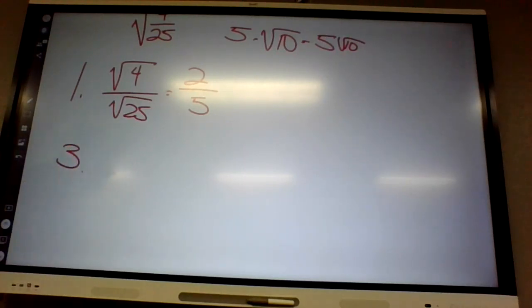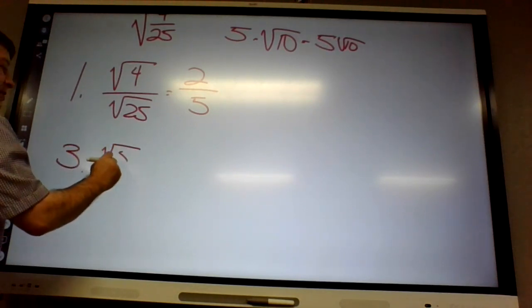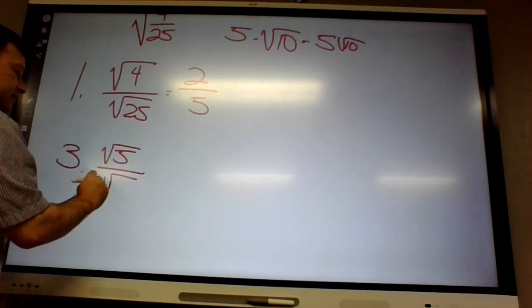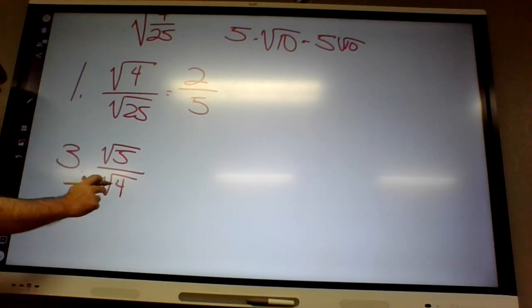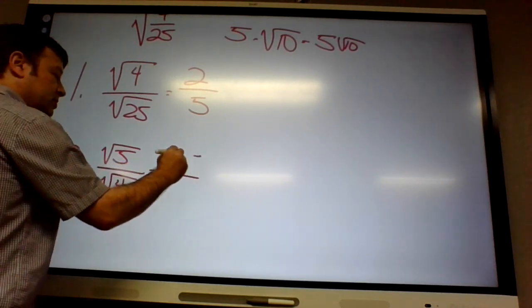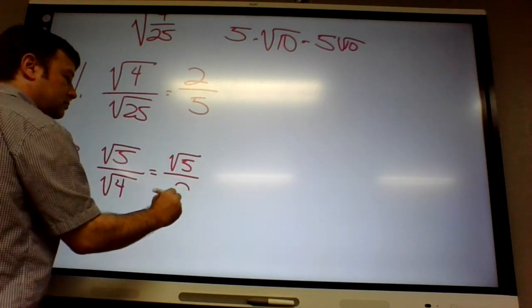Okay, number 3. Now, square root of 5 divided by square root of 4. Do those divide? No. 5 divided by 4 doesn't work very well. But what can we do though? Simplify. Square root of 4 can turn into 2.